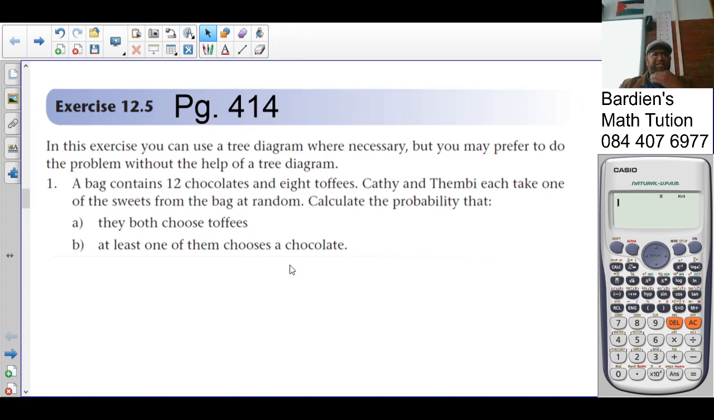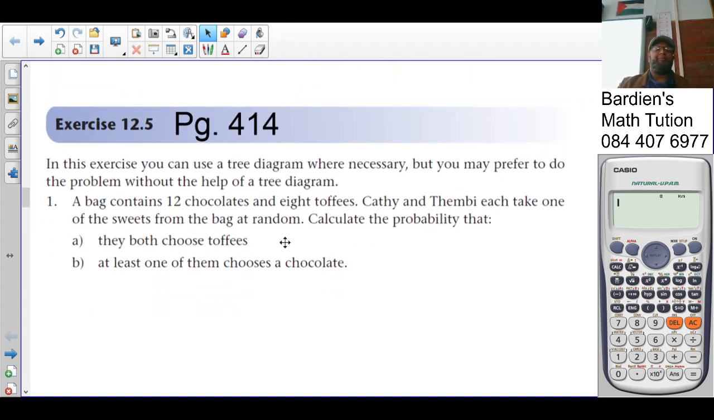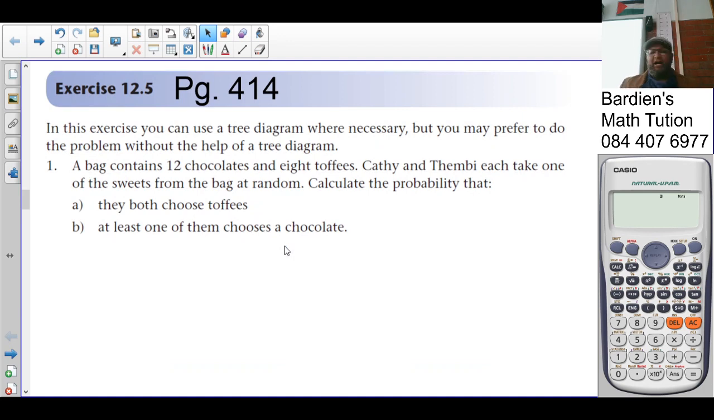Okay. So in exercise 12.5, we are told in this exercise you can use a tree diagram when necessary, but you may prefer to do the problem without the help of a tree diagram. Okay? So if you decide not to use a tree diagram, no problem. Okay?